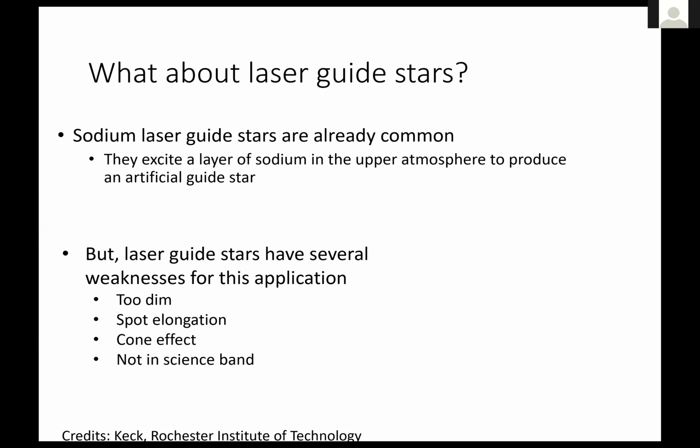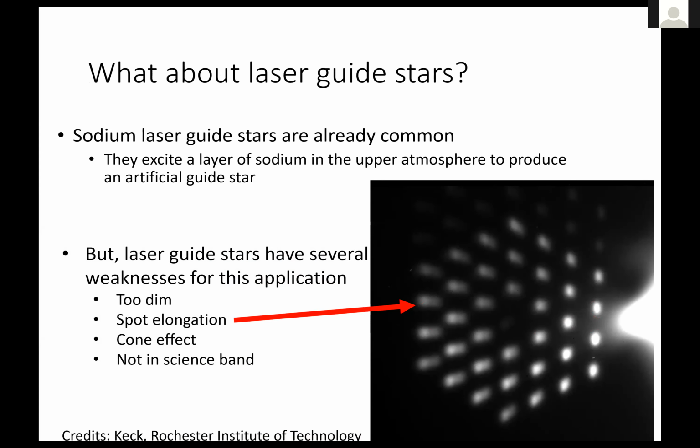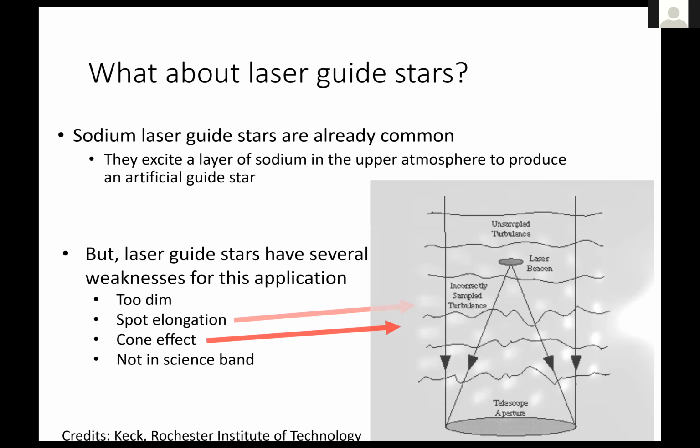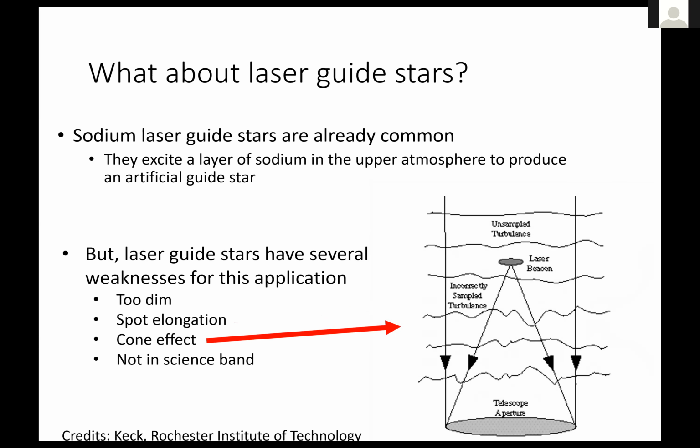But laser guide stars do have several weaknesses for this application. For one, I'm told there are difficulties in making them sufficiently bright. Second, they suffer from spot elongation because they're at a finite height and launched from the side of the telescope, so there's a viewing angle effect. They also suffer from something called the cone effect: the laser, being at a finite height, doesn't probe the full content of the atmosphere that the star is shining through. And it's always at the same wavelength, the one used to excite the sodium, so it's often not in the science band.